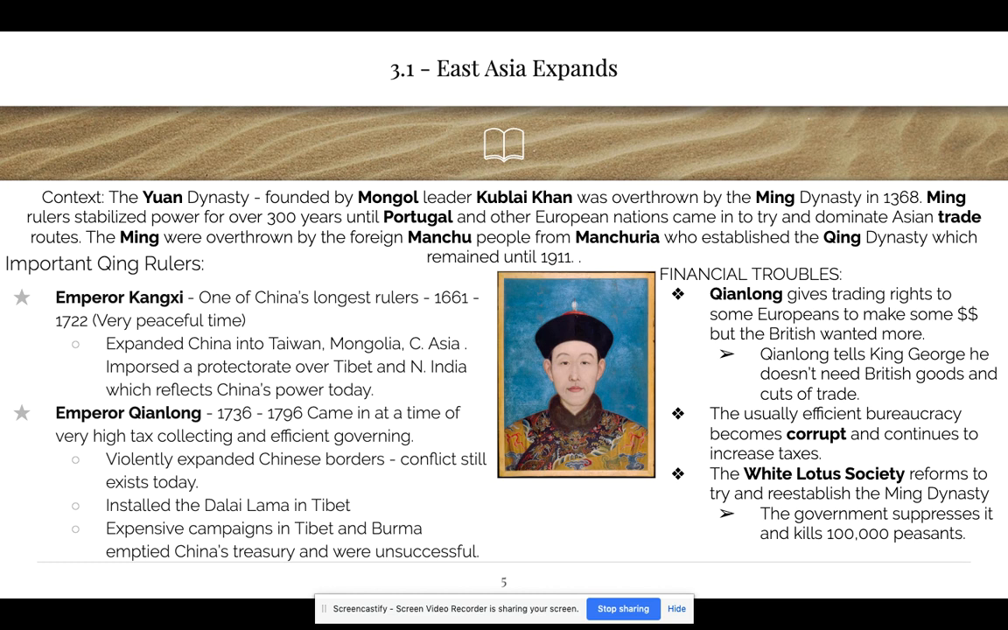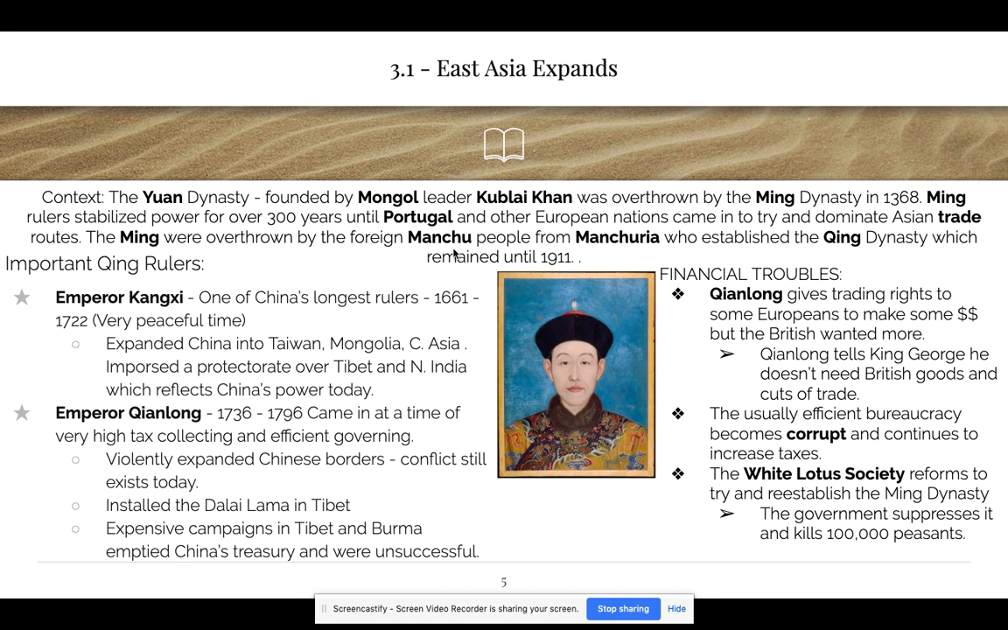Now let's talk a little bit about East Asia. And again, sorry, I'm going really quickly, but I want to hit the highlights. So we have the Yuan dynasty, which was the Mongol dynasty. It's overthrown by the Ming, and the Ming stabilized power for over 300 years. They are one of the more prosperous dynasties in China. And if you look here in this column, we see some Ming rulers. They are eventually overthrown by the Manchu.